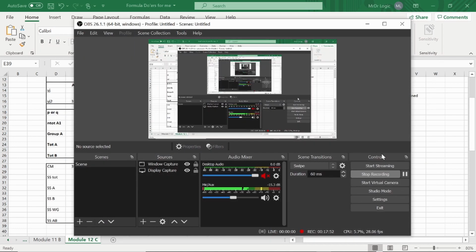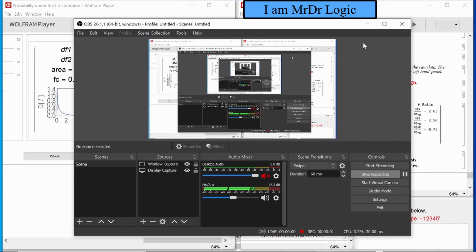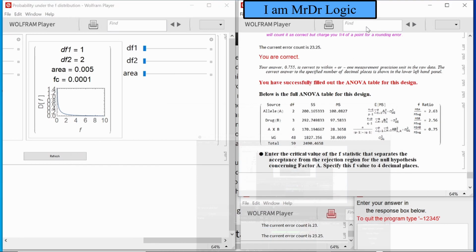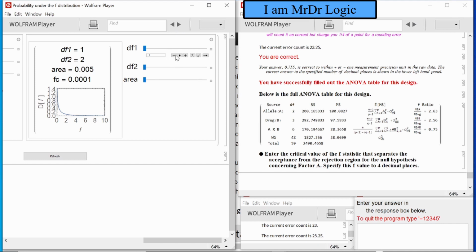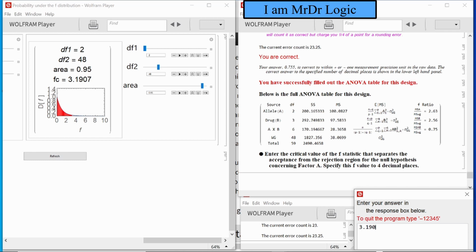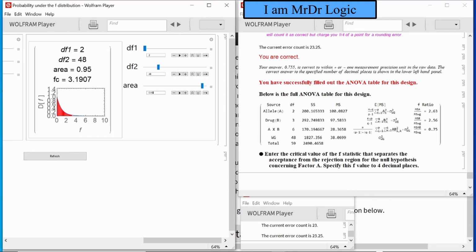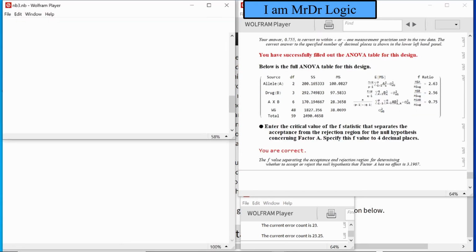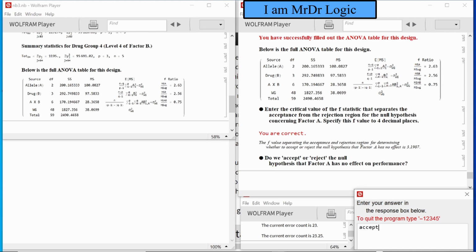And now I'm going to the charts. Easiest part of the thing. Just follow the table. MSA, WG, so 2 and 48. Do this quick. I don't have all the time. So there we go. Pretty sweet, short, simple, easy. Accept.